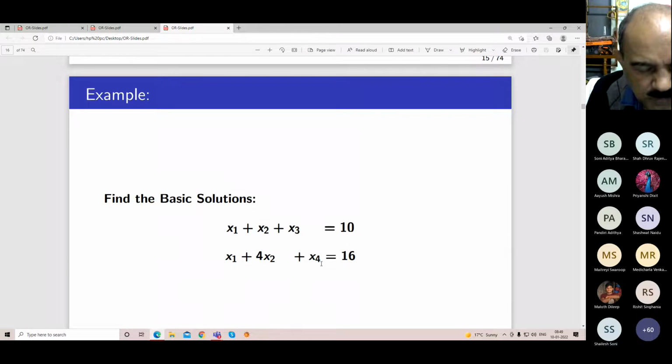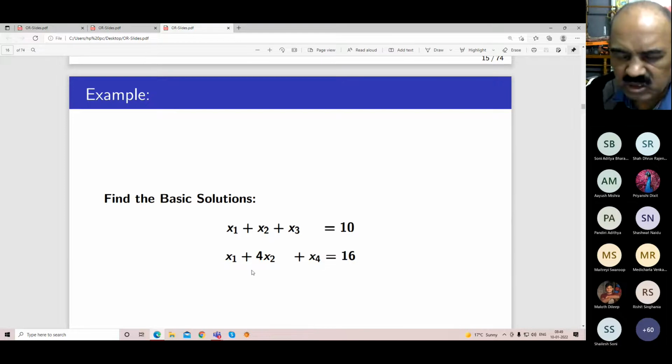Now, out of 4, since the number of variables is 4 and the rank of the coefficient matrix A equals 2, we will select 2 variables non-zero and 2 are 0. How many ways can you select? 4C2, 6 ways. So there are 6 maximum possible solutions, not more than 6.